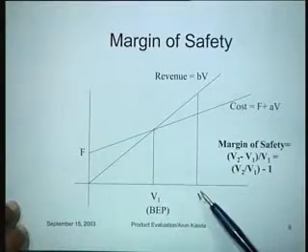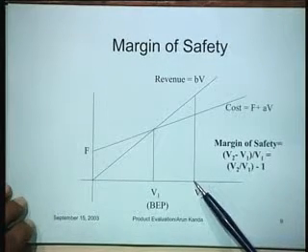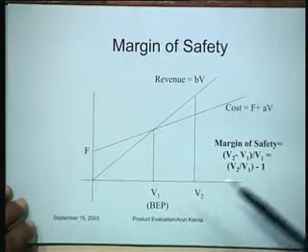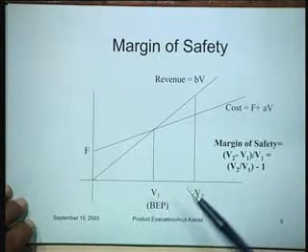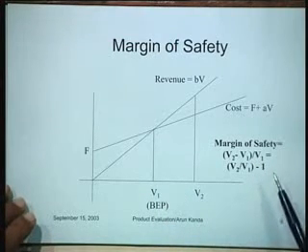Now, break-even analysis can answer a number of questions. For instance, if this is the break-even point for a company, for a product, and suppose I am operating at a point V2, what would be the implication of this? The implication is the further to the right I am of the break-even point, the better it is for me.